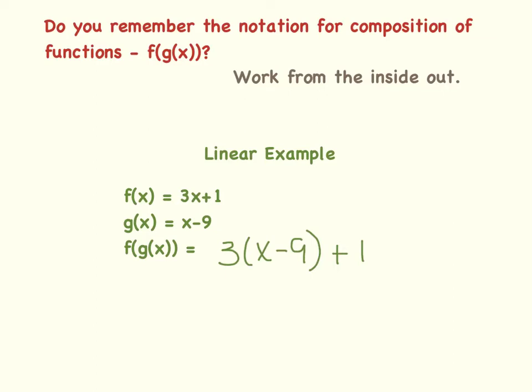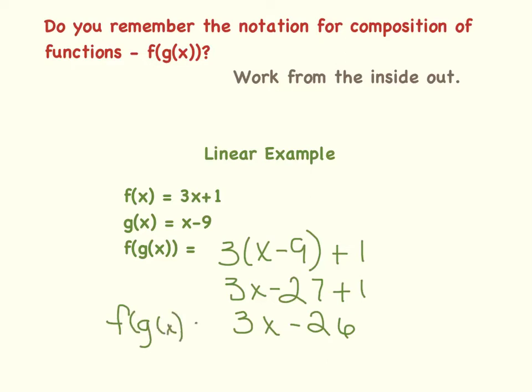3 times x is 3x. 3 times negative 9 is negative 27. And then I have plus 1. And so I have 3x, and negative 27 plus 1 is negative 26. And that is our answer. We have f of g of x is equal to 3x minus 26. Okay, now let's move on.